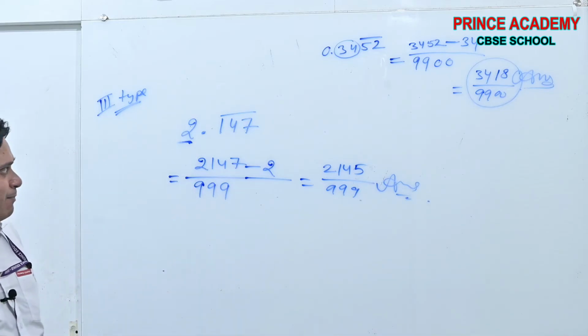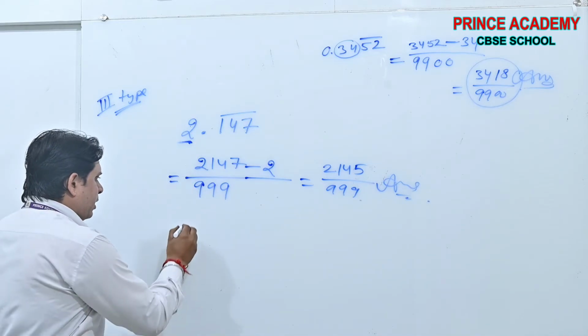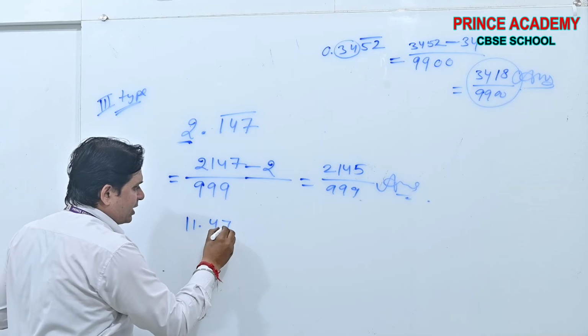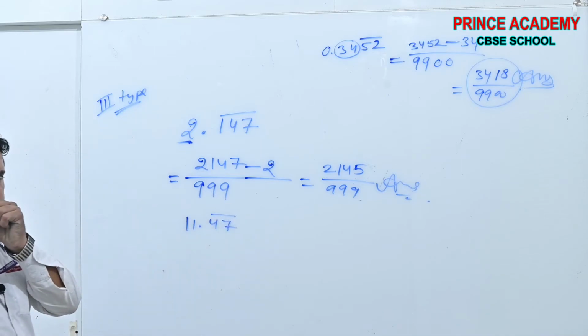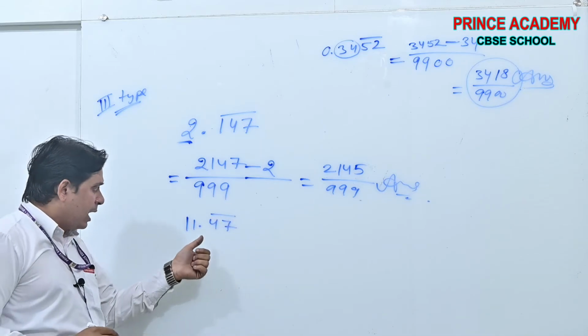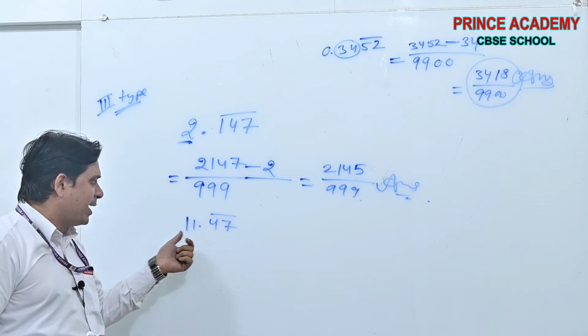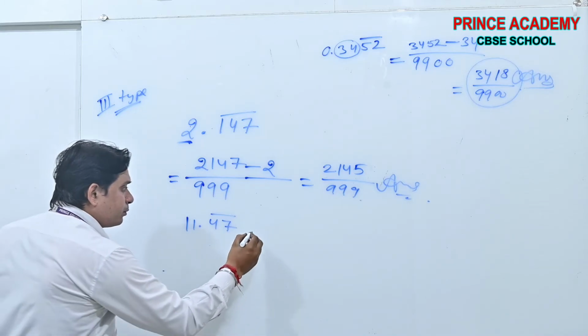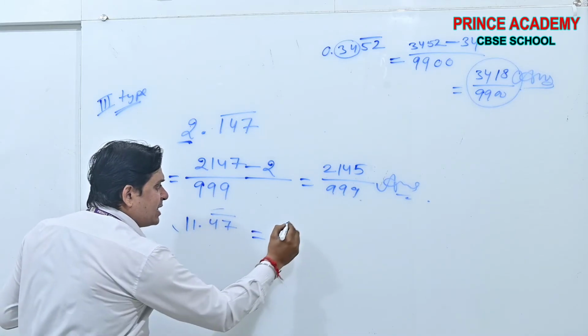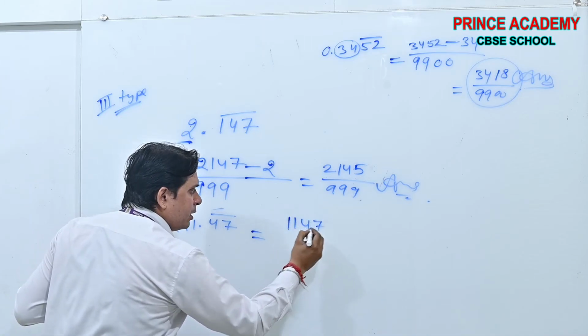Okay, one more example I am giving you. So simple beta. 11.47. After decimal, first type, before decimal, something is there. Don't worry. Write the number as it is. 1147. Divide by.